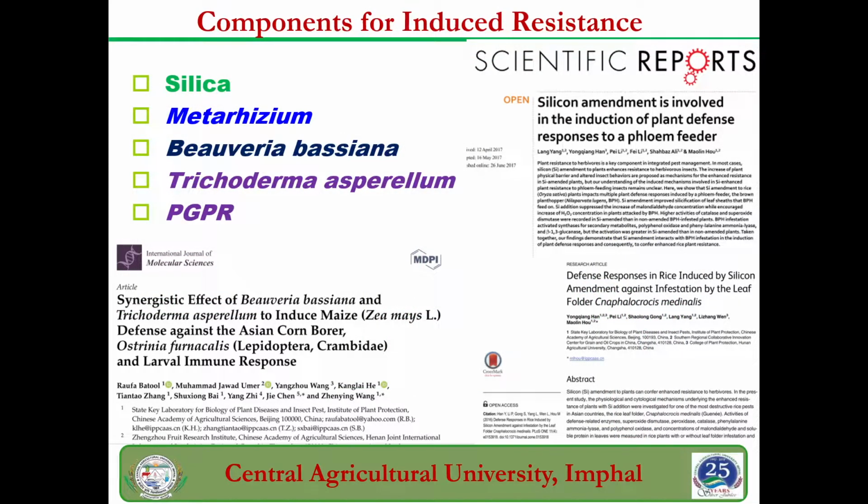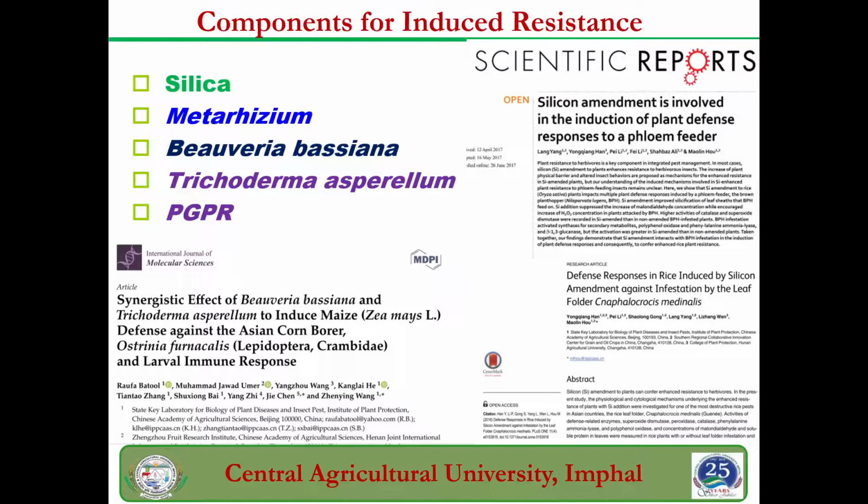In my study, I worked on rice against the aphid. Here we used induced resistance. Induced means we apply some chemical like silica, Metarhizium, Beauveria, Trichoderma, and different types of PGPR, which increase the immunity of the plant.